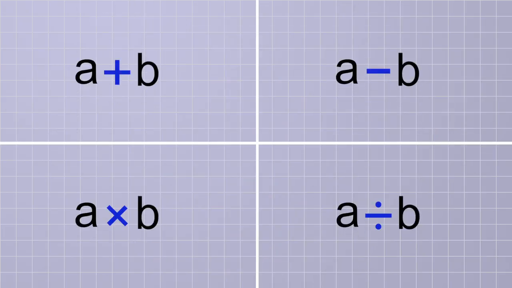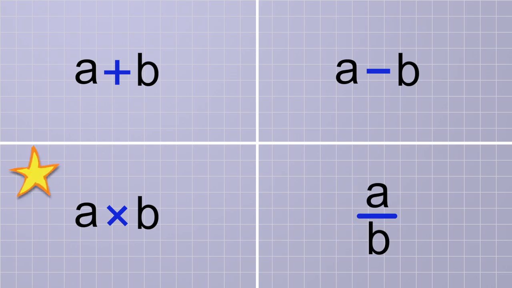Here are the 4 basic arithmetic operations: addition, subtraction, multiplication, and division. Although in algebra, you'll usually see division written in fraction form, like this. In arithmetic, all 4 operations have the same status, but in algebra, multiplication gets some special treatment. In algebra, multiplication is the default operation.